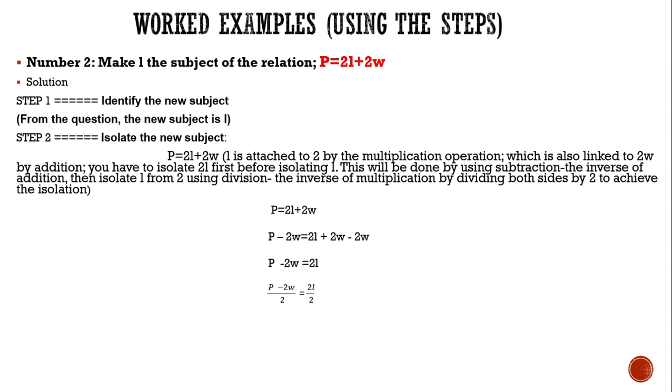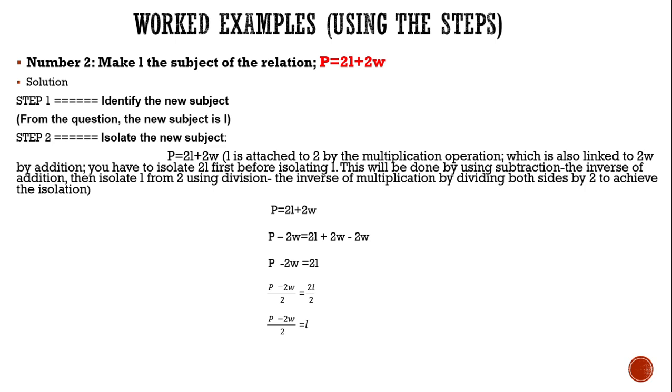Then we have P minus 2W equals 2L. For us to isolate L, we now divide both sides by 2. And that gives us P minus 2W, everything over 2, equals 2L divided by 2. If we look at the right hand side, the 2 as the denominator, we cancel out the 2 as the numerator. And that will give us P minus 2W over 2 equals L. And that is our answer.